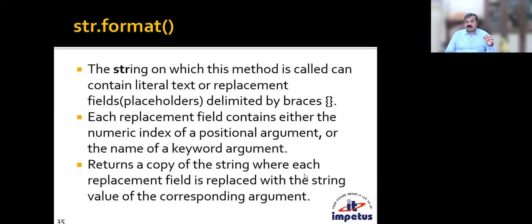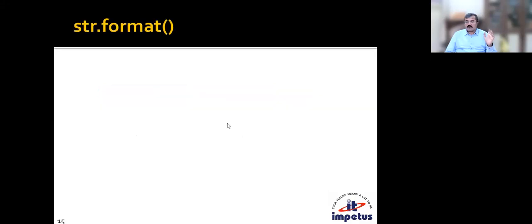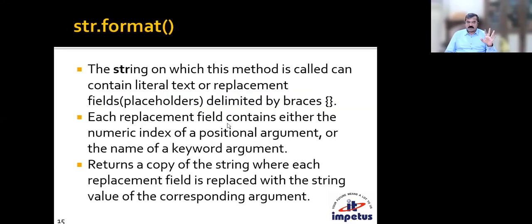It returns a copy of a string where each replacement field is replaced with the string value of the corresponding argument. That means each replacement field will be substituted with its value. This will be substituted with its value. Argument, the order doesn't matter.